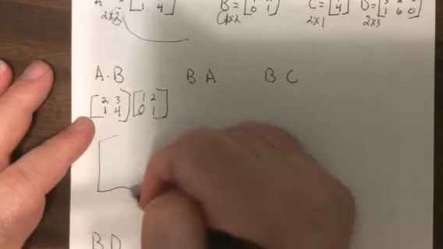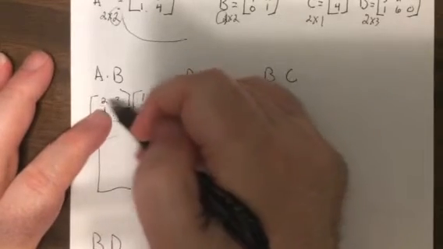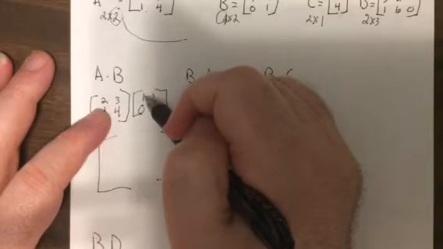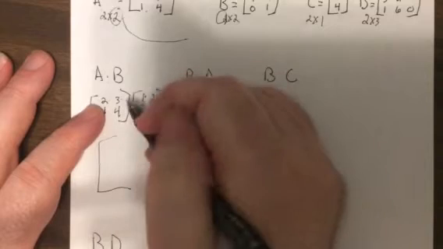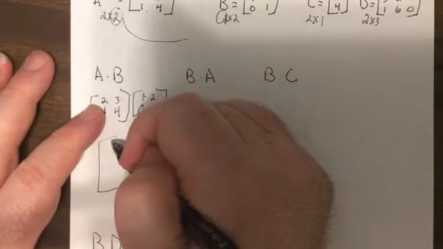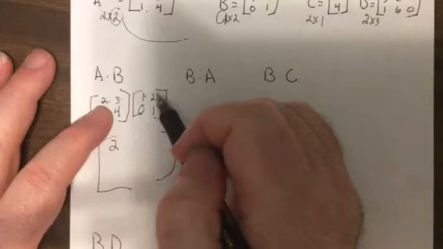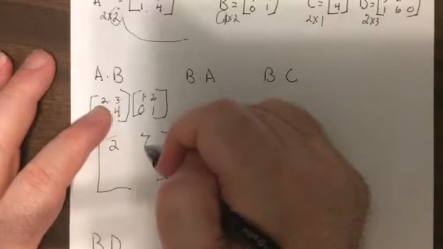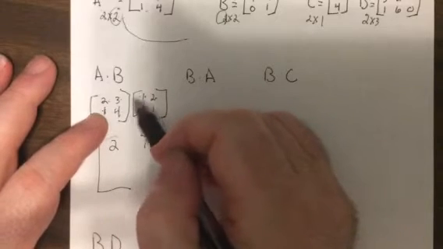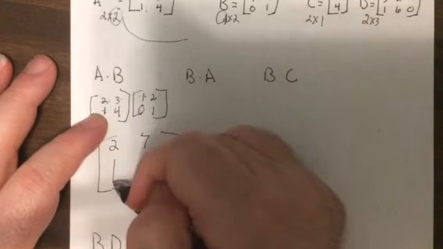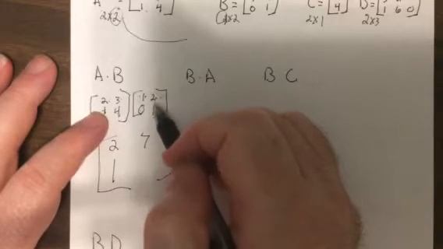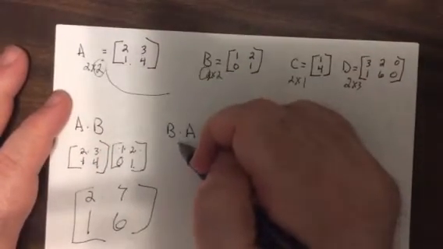Now, let's do this in our head here. So the top row to the first column. 2 times 1 is 2, plus 3 times 0 is 0. 2 plus 0 is 2. 2 times 2 is 4, plus 3 times 1 is 3, so that's 7. 1 times 1 is 1. 4 times 0 is 0, so that'd be 1. 1 times 2 is 2. 4 times 1 is 4. 2 plus 4 is 6.